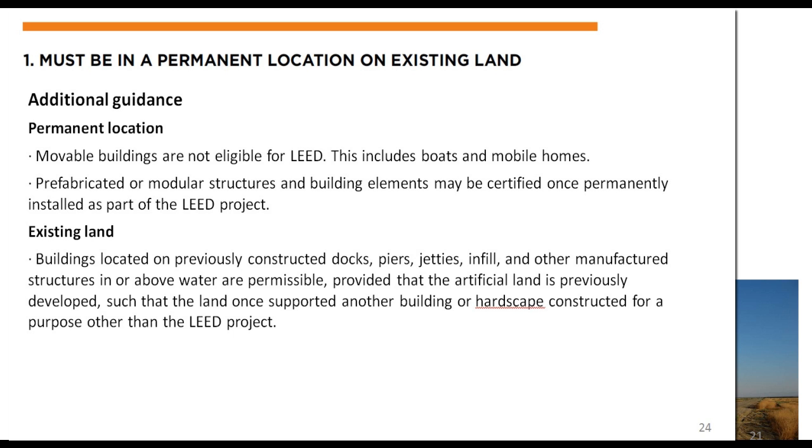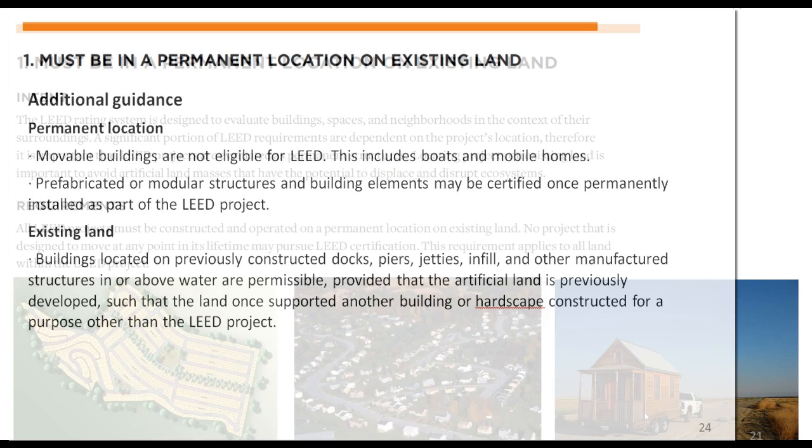Additional guidance. Permanent location. Movable buildings are not eligible for LEED. This includes boats and mobile homes. Prefabricated or modular structures and building elements may be certified once permanently installed as part of the LEED project. Existing land. Buildings located on previously constructed docks, piers, jetties, infill, and other manufactured structures in or above water are permissible, provided that the artificial land is previously developed, such that the land once supported another building or hardscape constructed for a purpose other than the LEED project.